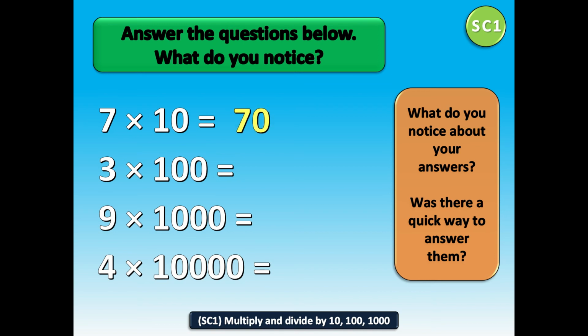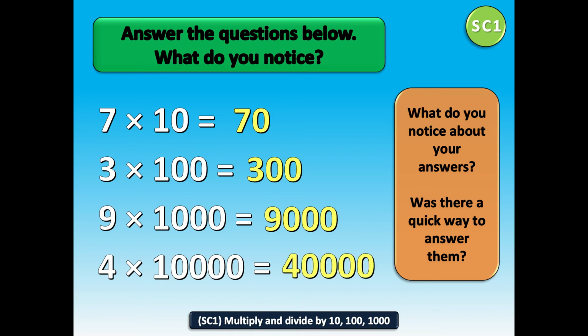7 times 10 is 70. 3 times 100 is 300. 9 times 1000 is 9000. And 4 times 10,000 is 40,000. So do you notice anything? Was there a quicker way to answer them than doing a long multiplication method?